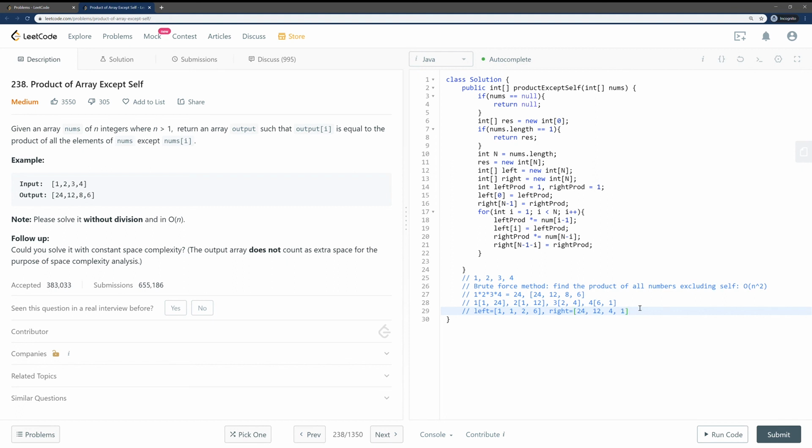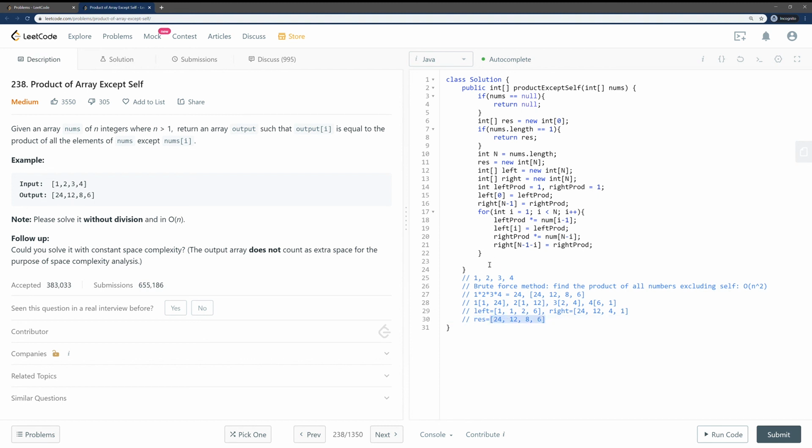So how can we find the result from these? Our result array now would be pretty easy to compute. For each of the locations, we want to multiply the left ith location and the right ith location. So the result will be 1 multiplied by 24 is 24, 1 multiplied by 12 is 12, 2 multiplied by 4 is 8, and 6 multiplied by 1 is 6, which is actually the result.